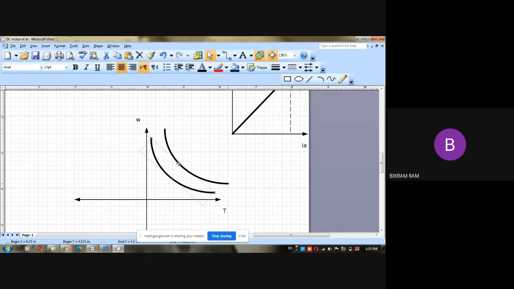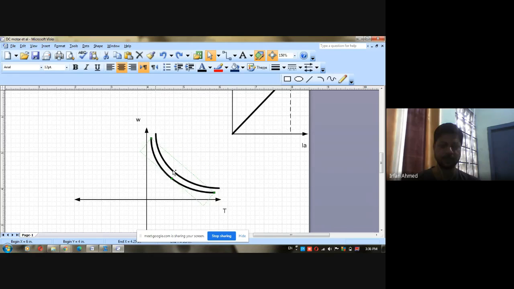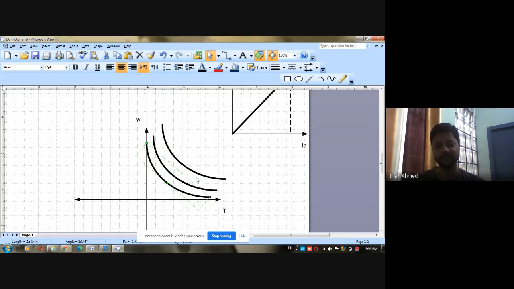Downwards direction, sir. Yes, it will move downwards actually, because of the minus sign. Okay, so I say that this is the natural characteristic, and these will be the characteristics with external resistances. Okay? Of course, the characteristic will not touch the y-axis. Okay. Any questions regarding motoring?